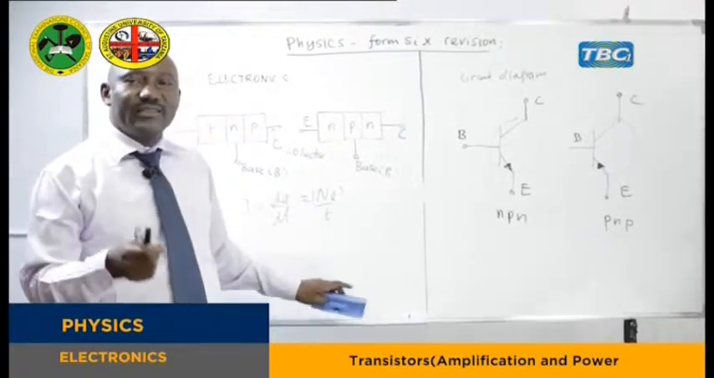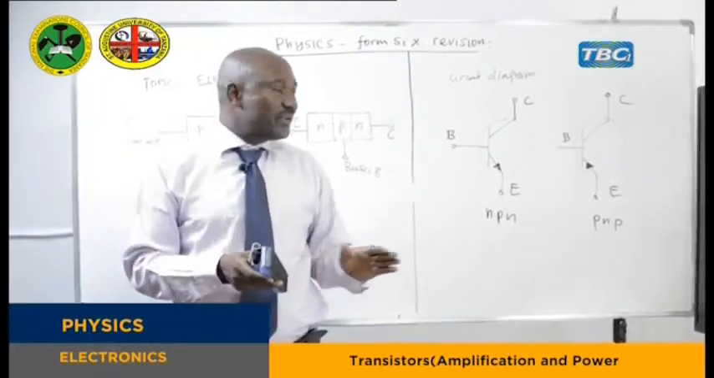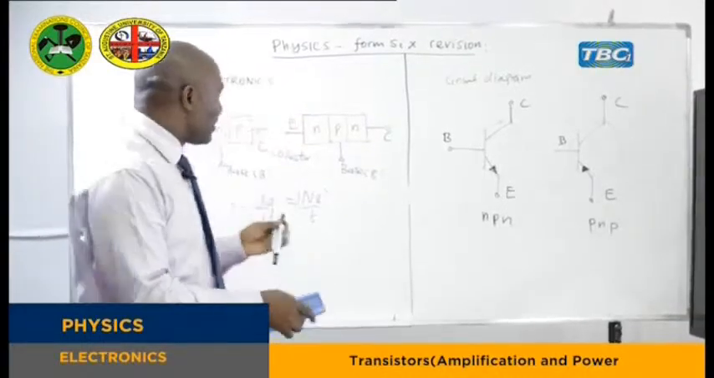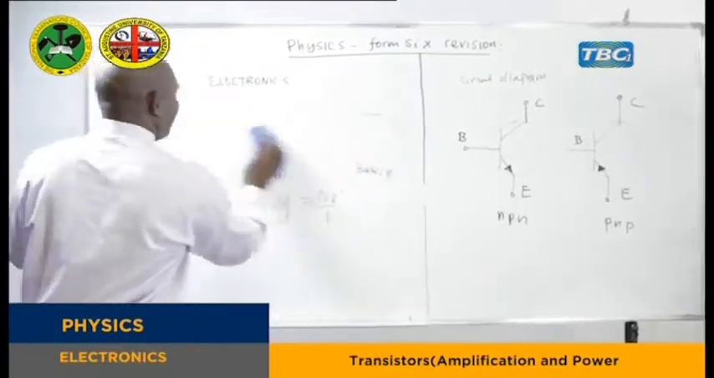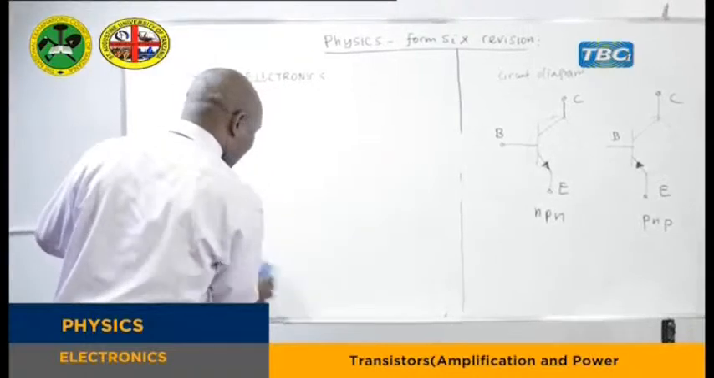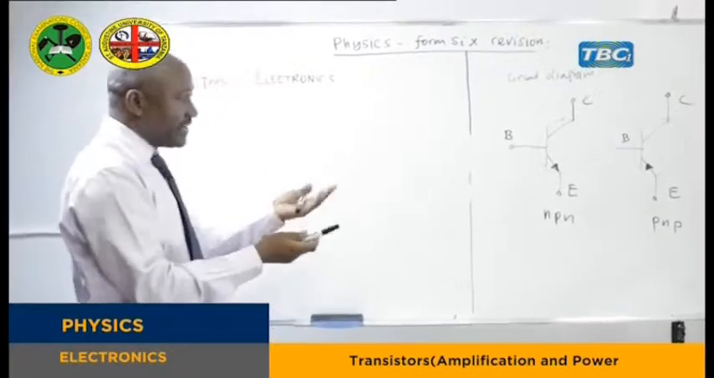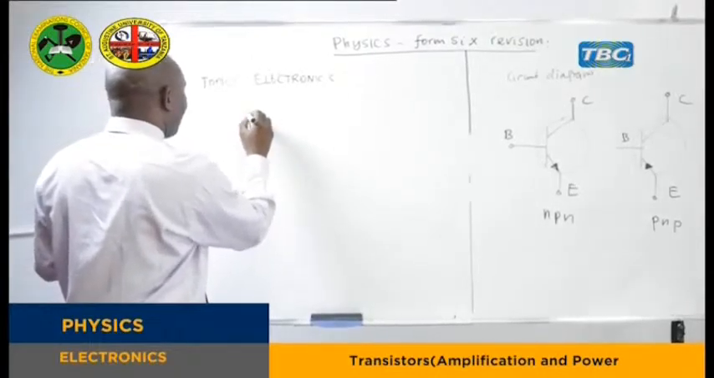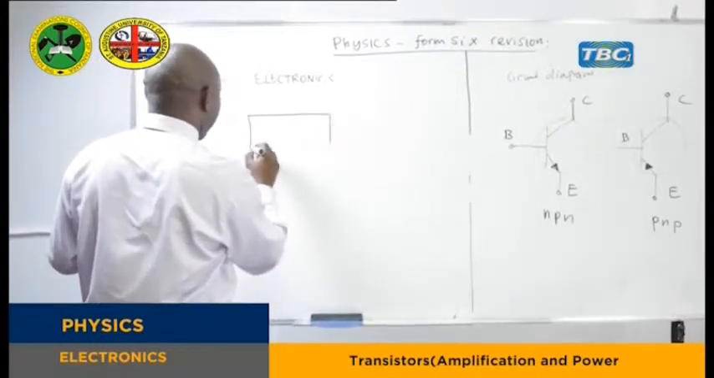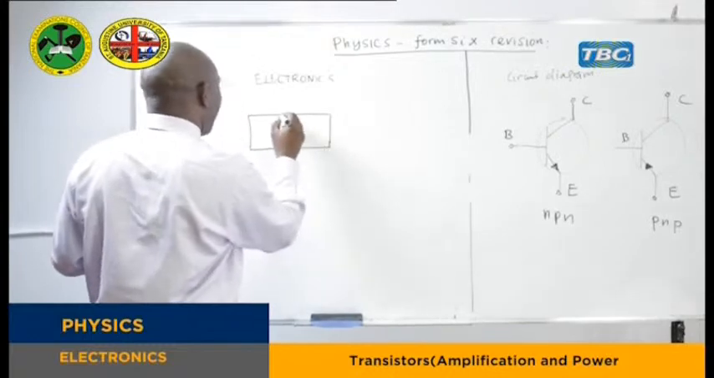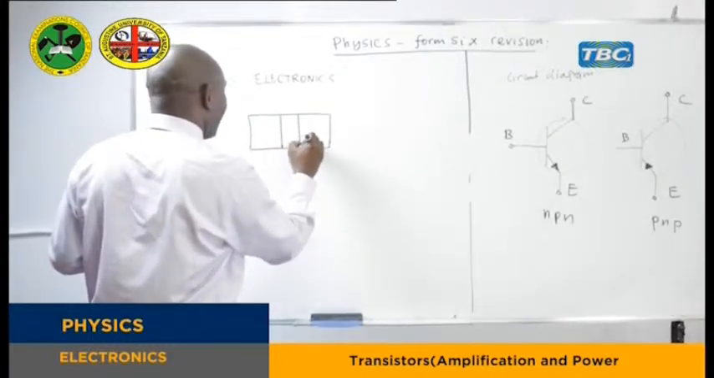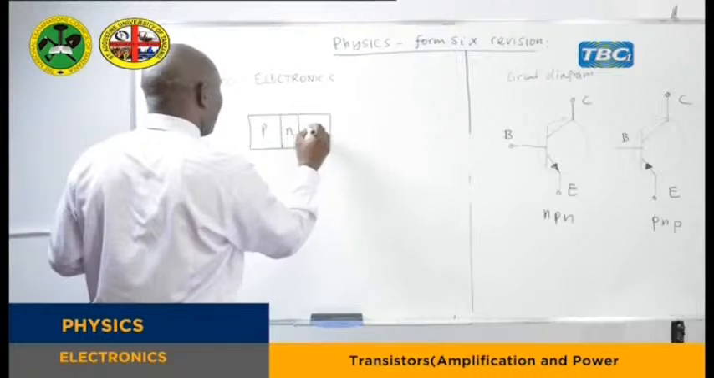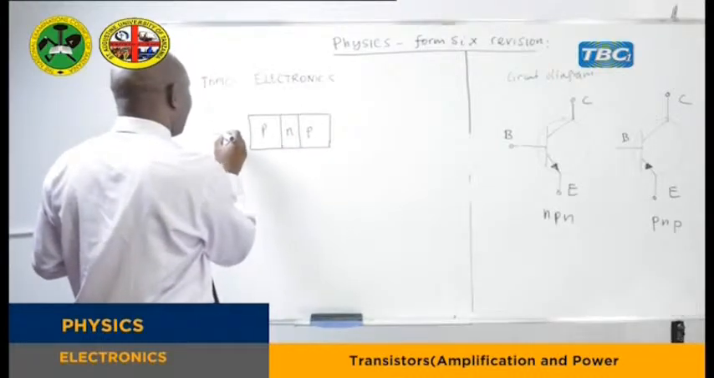Let's see now how the transistor works, either NPN or PNP. How does a transistor work? The operation of a transistor. Let's choose PNP. I'm using the diagram here. This is the diagram, and we said here the base should be very thin.